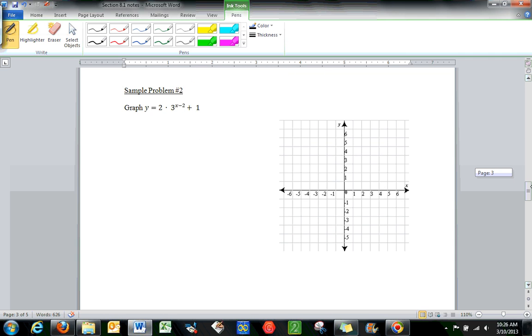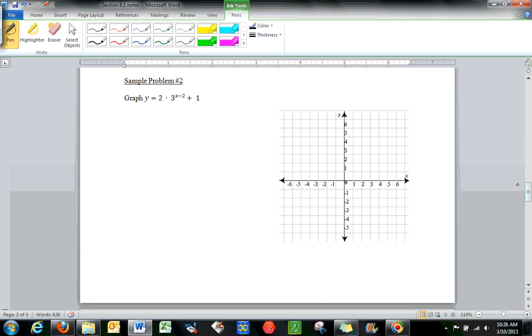Go ahead and try this on your own first. You can pause the video at this point, and if you want to t-chart the whole thing, feel free. Or you can graph the original function and then add the shifting component to it afterwards. So go ahead and take time to do that now.